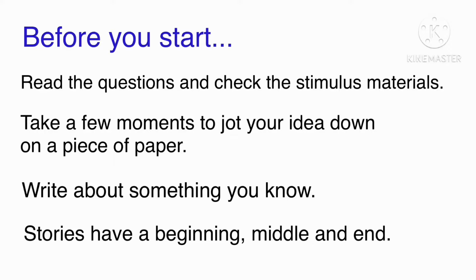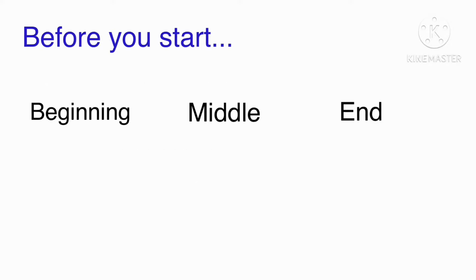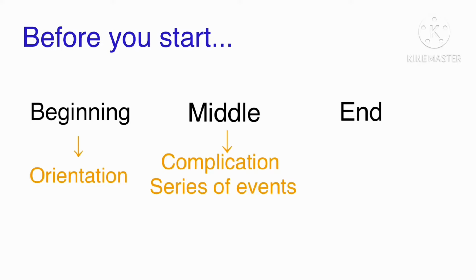Stories have a beginning, middle, and an end. In the beginning, you must include the orientation, which is the introduction. In the middle, you include the complication and the series of events. In the end, you have the resolution and the coda, which is the moral of the story.